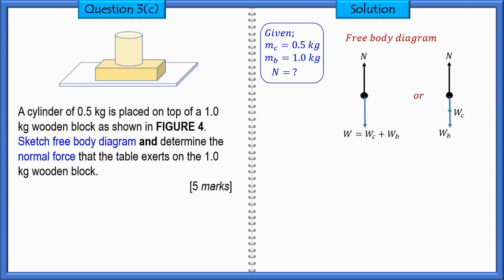Then to determine the normal force exerted, because the forces are only at the y component, the total force at the y component is equal to 0. The object is not moving upward or downward. So the forces are N upward minus W downward. W is equal to mg. So it is equal to 0. And you can substitute the values mc, mb and also g. You will get that the normal force is equal to 14.72 Newtons.